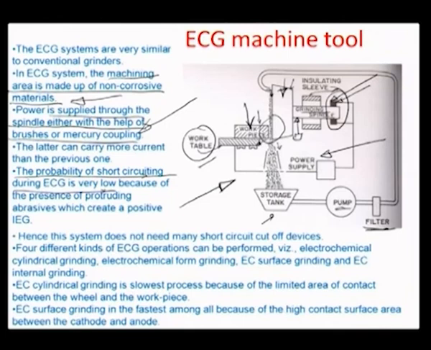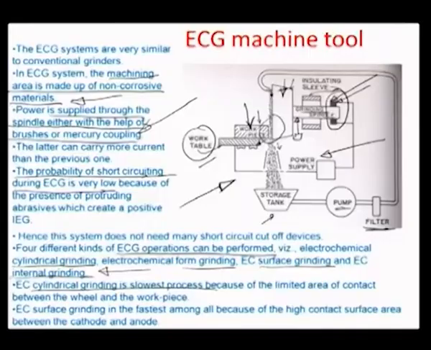So four different kinds of ECG operations can be performed. They can be cylindrical grinding, form grinding, surface grinding, and internal grinding, and a variety of component shapes, complex shapes, can result from these four processes, out of which cylindrical grinding is probably the slowest process, and that is because there is always a limited area of contact between the tool surface and the machine surface as such.